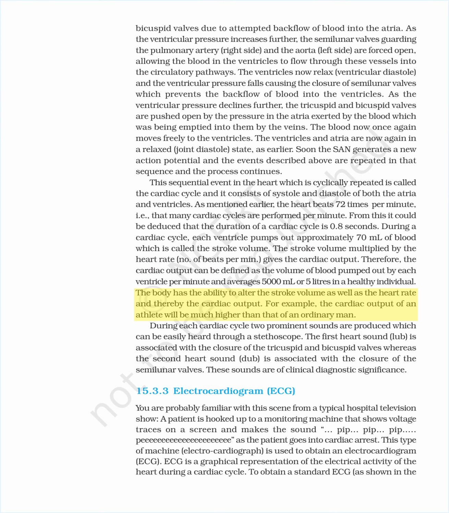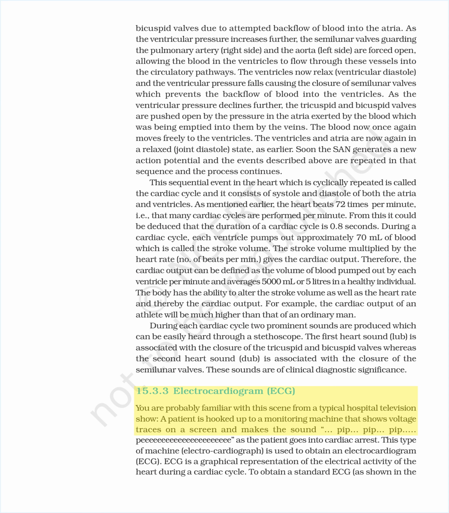The body has the ability to alter the stroke volume as well as the heart rate and thereby the cardiac output. For example, the cardiac output of an athlete will be much higher than that of an ordinary man. During each cardiac cycle, two prominent sounds are produced which can be easily heard through a stethoscope. The first heart sound, lub, is associated with the closure of the tricuspid and bicuspid valves, whereas the second heart sound, dub, is associated with the closure of the semilunar valves. These sounds are of clinical diagnostic significance.